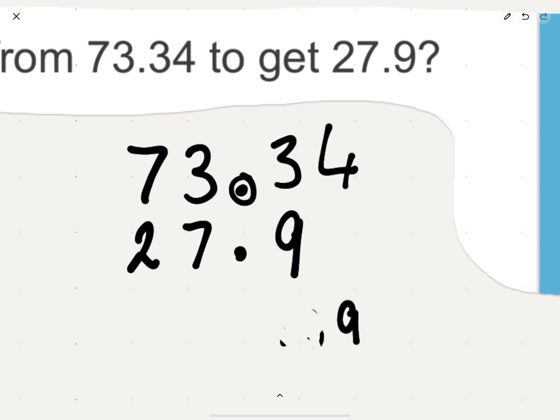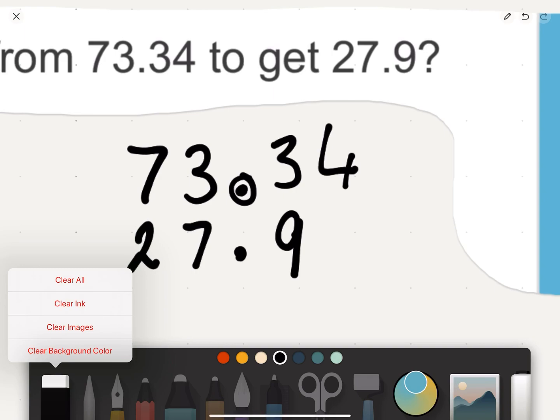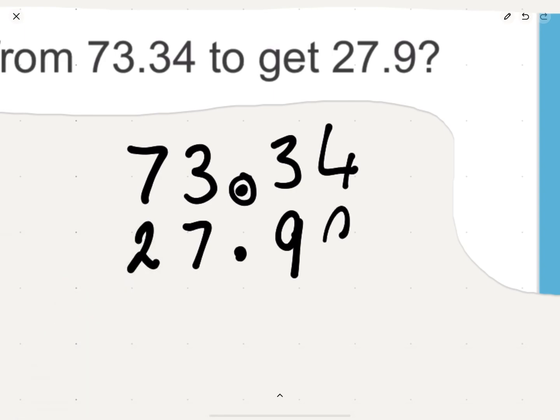But because you've got that 4 on its own with nothing in the place value column for the 27.9, it throws you. So the easiest thing to do is just put a 0 in.